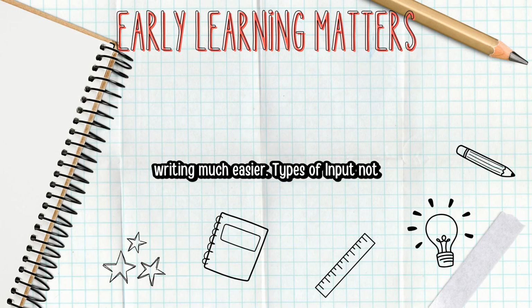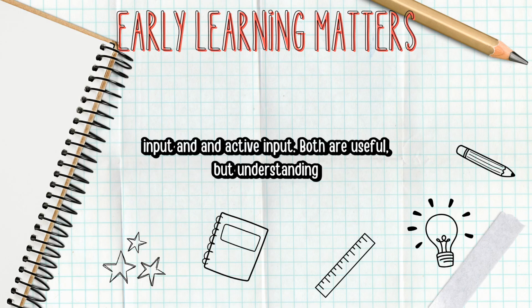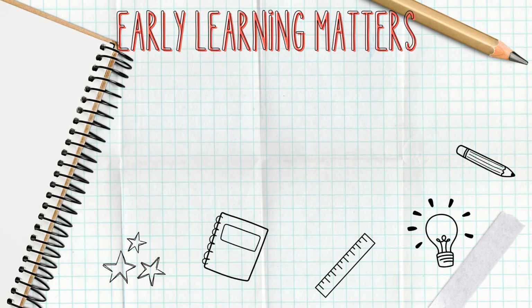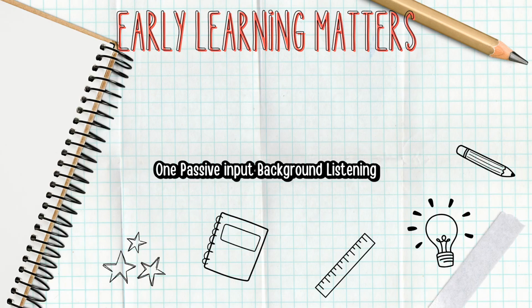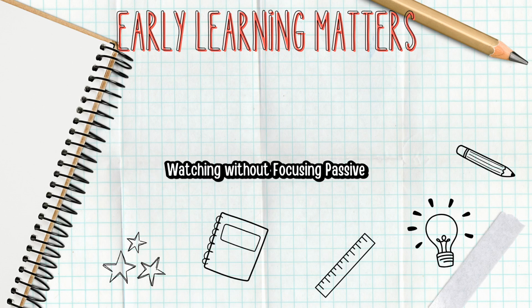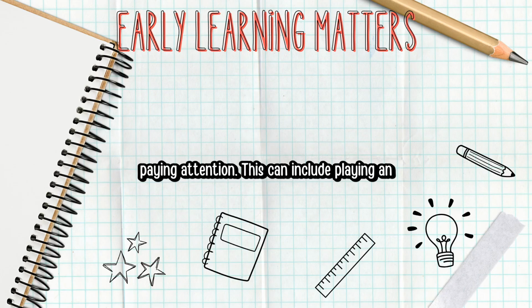Types of input. Not all input is the same. There are two main types of input: passive input and active input. Both are useful, but understanding the difference will help you use them effectively. 1. Passive input. Background listening, watching without focusing. Passive input happens when you listen or read English without fully paying attention.